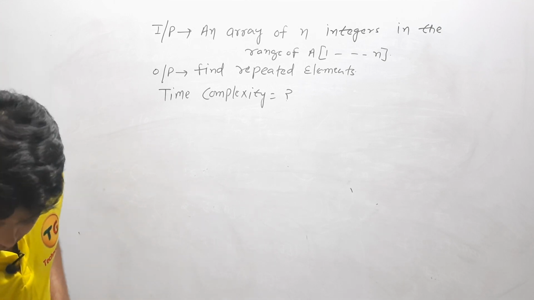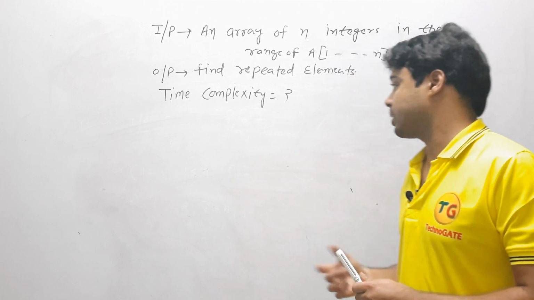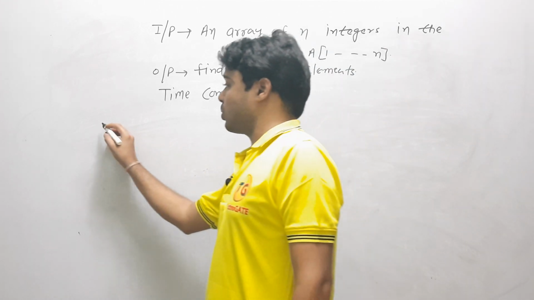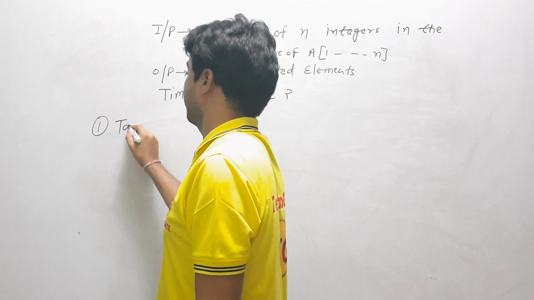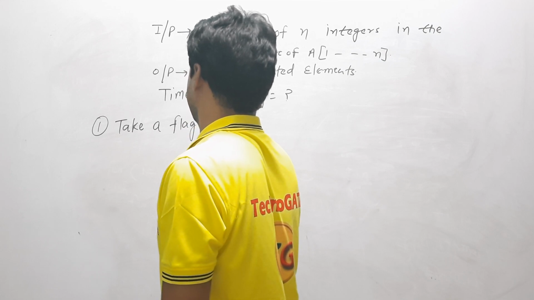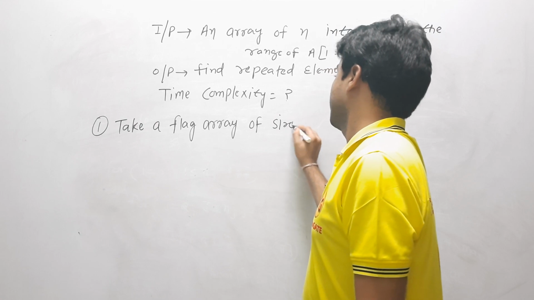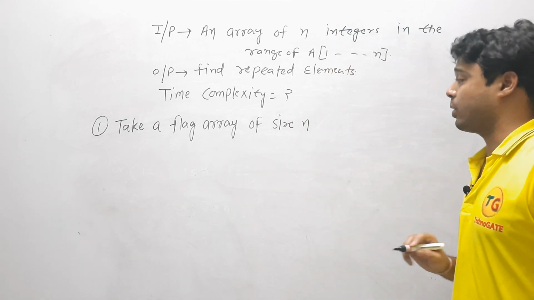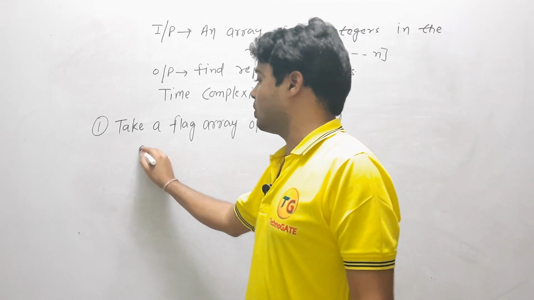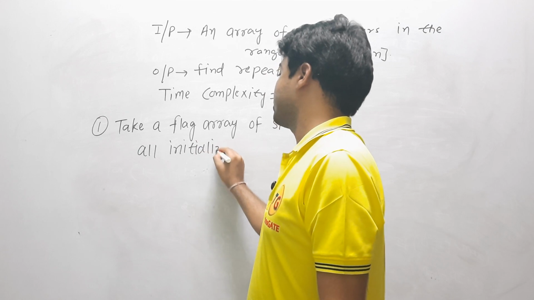Okay, so here we have to take extra space, like a flag array. So the first step is: take a flag array of size n here, and all initialized with 0.